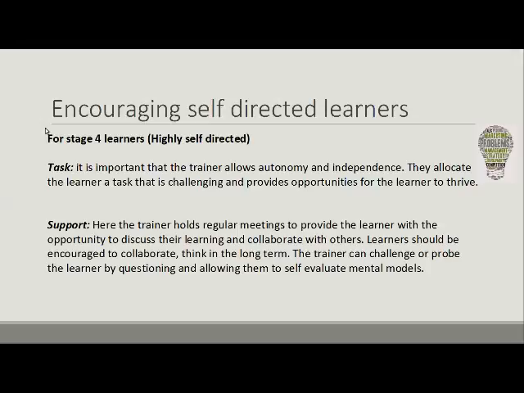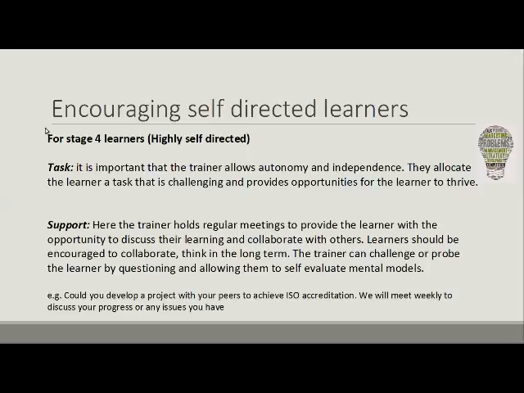For Stage 4 learners, it is important that the trainer allows autonomy and independence. They allocate the learner a task that is challenging and provides opportunities for the learner to thrive. Here, the trainer holds regular meetings to provide the learner with the opportunity to discuss their learning and collaborate with others. Learners should be encouraged to collaborate and think in the long term. The trainer can challenge or probe the learner by asking questions and allowing them to self-evaluate their mental models. An example of a task would be, could you develop a project with your peers to achieve ISO certification? We will meet weekly to discuss your progress or any issues you have.